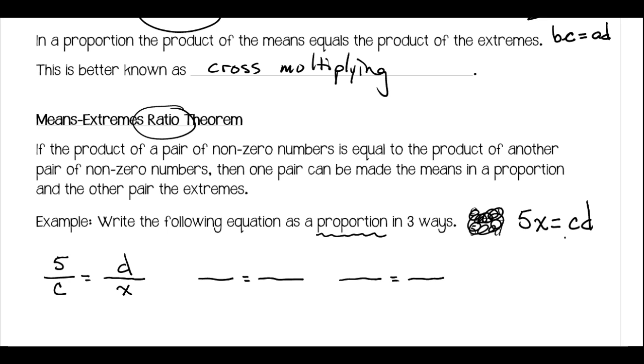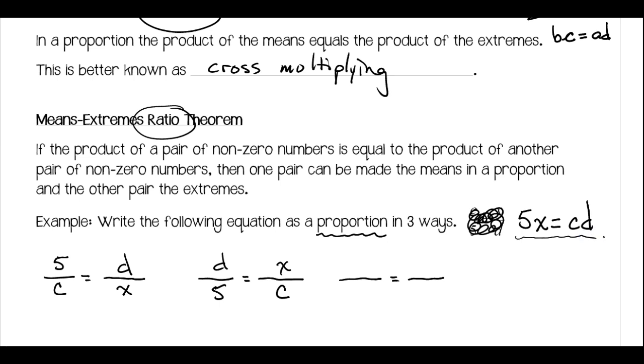So let's try another one. I'm going to take my 5 and my x and put them here. I could have these switched, it really doesn't matter. And I'm going to put my D over here and my C over here. So if you want to check to make sure that it works, just cross multiply it back out and make sure that you end up with the original equation.